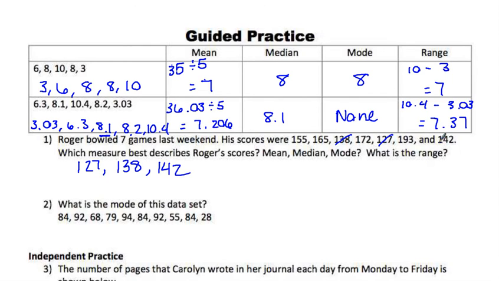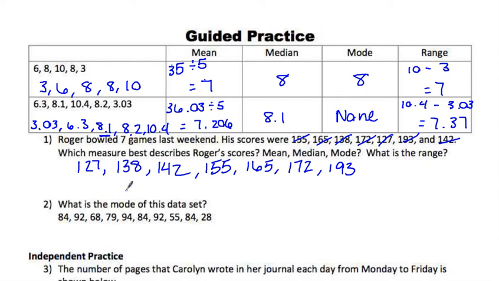142 would be next, and then 155, and then 165, 172, and 193. And then always double check to count them. So 1, 2, 3, 4, 5, 6, 7. I'm going to count here 1, 2, 3, 4, 5, 6, 7. So I have enough numbers.